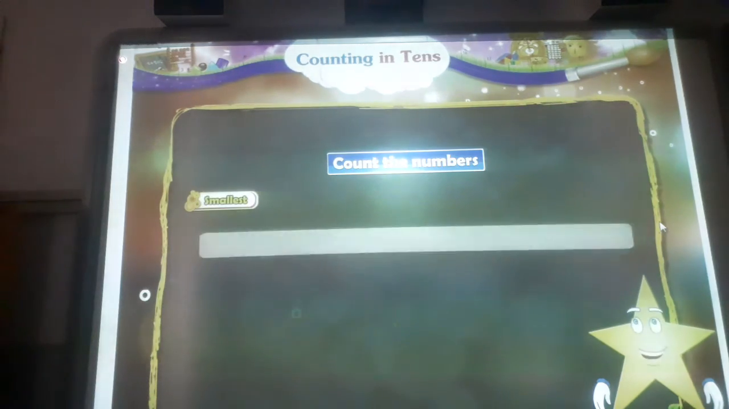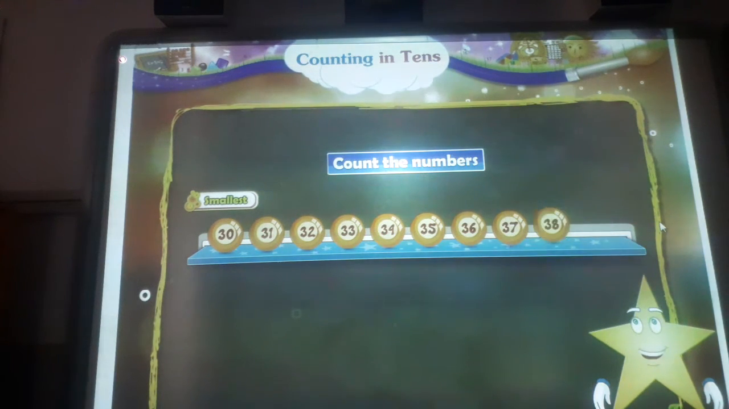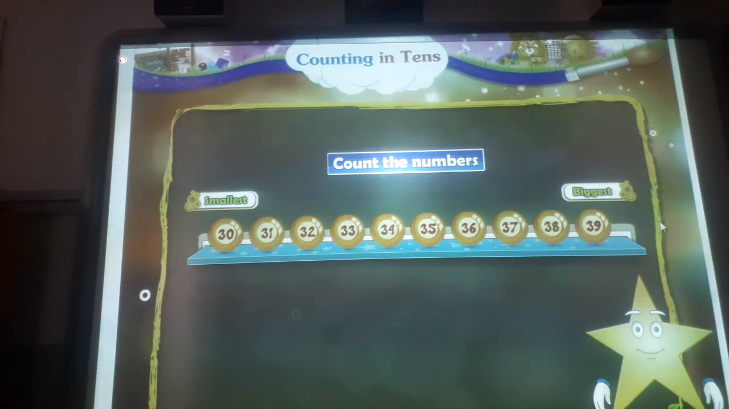Beginning with the smallest: 30, 31, 32, 33, 34, 35, 36, 37, 38, and 39. And now backwards, starting with the biggest number, 39, then 38, 37, 36, 35, 34, 33, 32, 31, and 30.